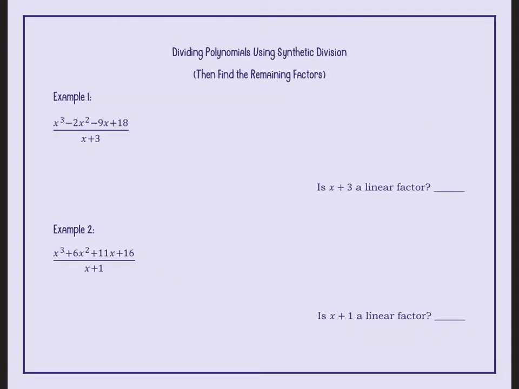So example number 1. First we're going to make this box. Inside of that box, we are going to put our coefficients in order. X cubed, x squared, x, and then our constant. In this case, there are no zeros. So our coefficients are 1x cubed, -2x squared, -9x, and 18. On the outside, you have x plus 3 equals 0. Subtract 3 from each side. We're going to put that -3 on the outside.